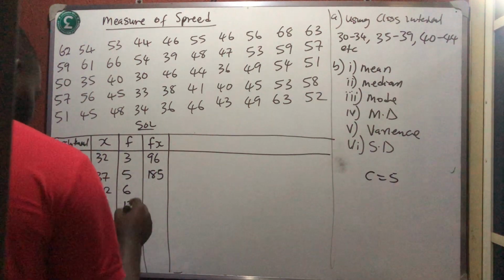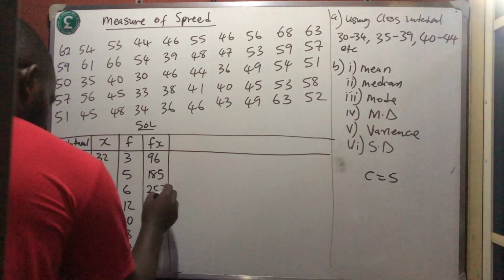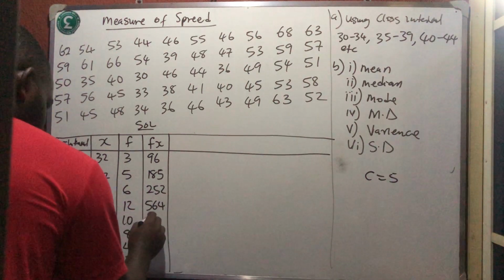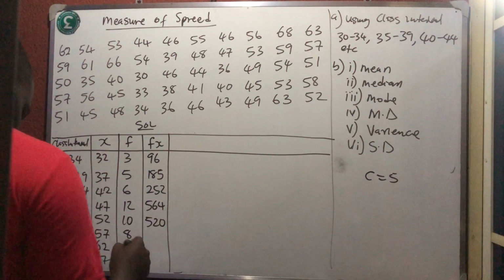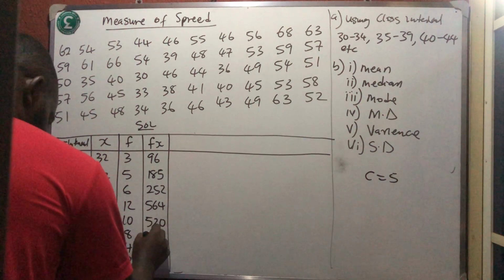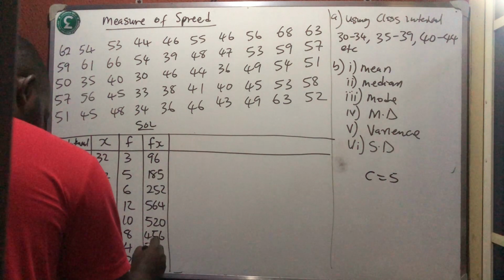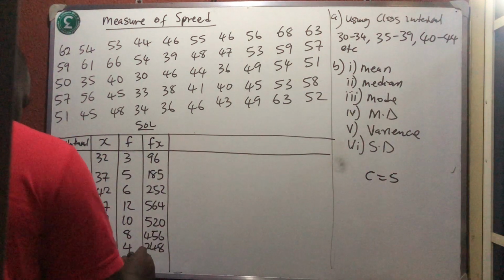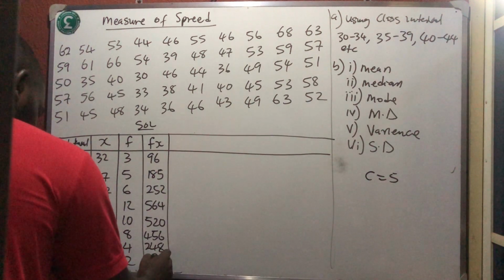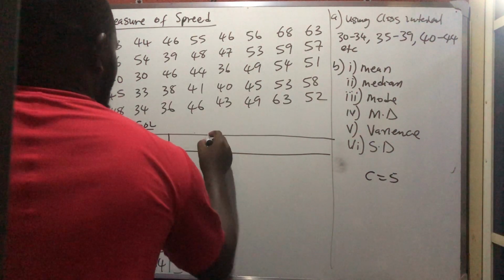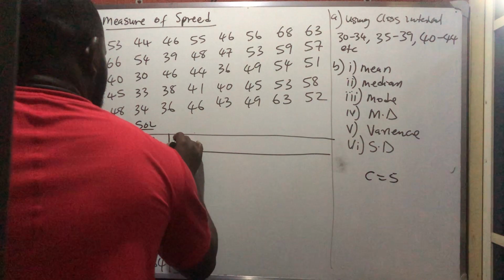96, 185, 252, 564, 520, 456, 248, and 134. Okay, now for our mean, median, and whatever, we need the class boundary.